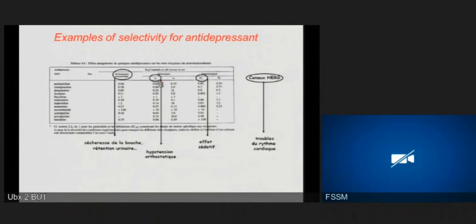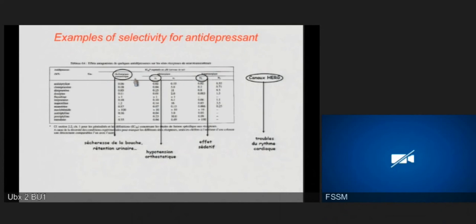Then the alpha-1 receptor, the adrenergic receptor, can induce orthostatic hypotension. So it's part of the dizziness effect. And the blockade of H1 receptors can induce sedative effects. A last one, hERG channels at the level of the heart can induce arrhythmia.